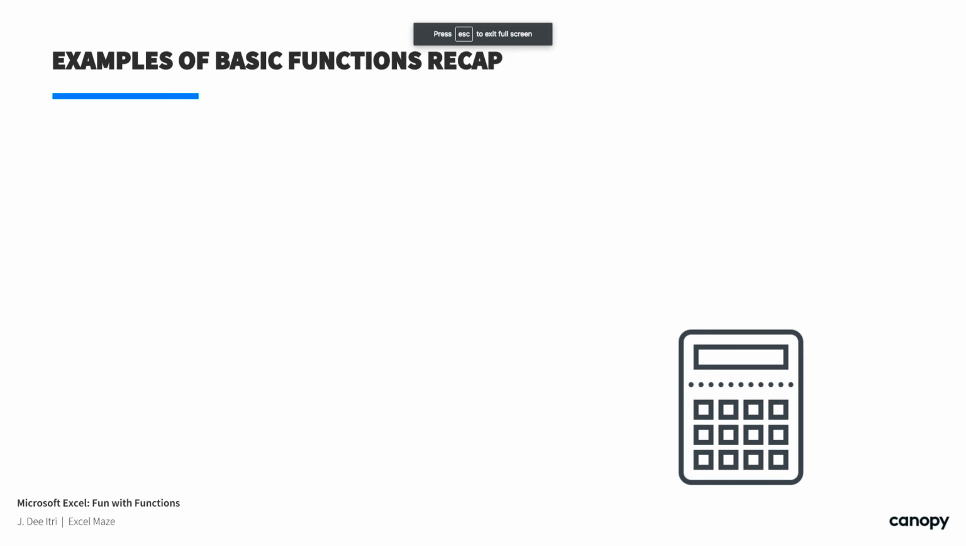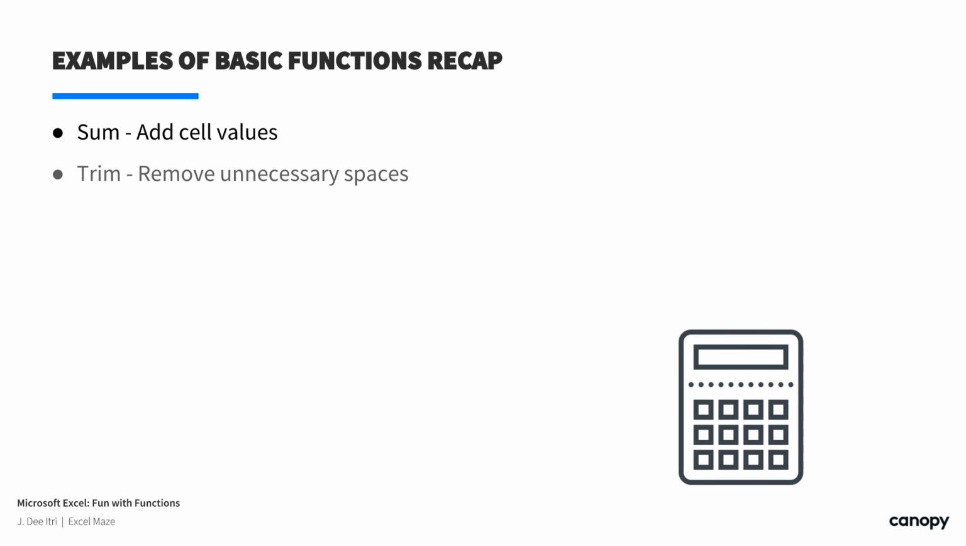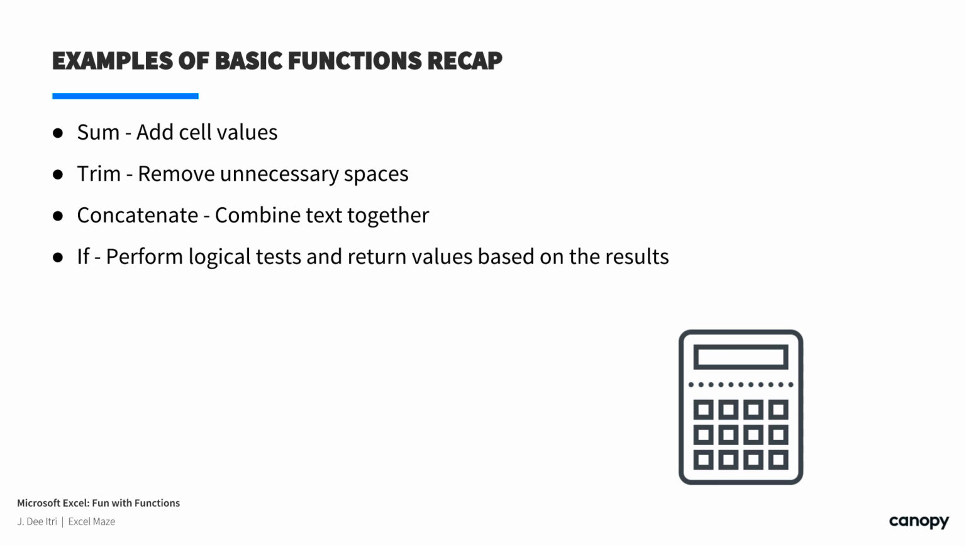So we talked about the SUM function, which allows you to add cell values. We talked about TRIM, which allows you to remove unnecessary spaces. We talked about the CONCATENATE function, which allows you to combine text together or join information from multiple cells into one. We talked about the IF function, which allows you to perform logical tests and then return values based on the results. We also talked about the LEN function, which allows you to calculate the number of characters in a cell.